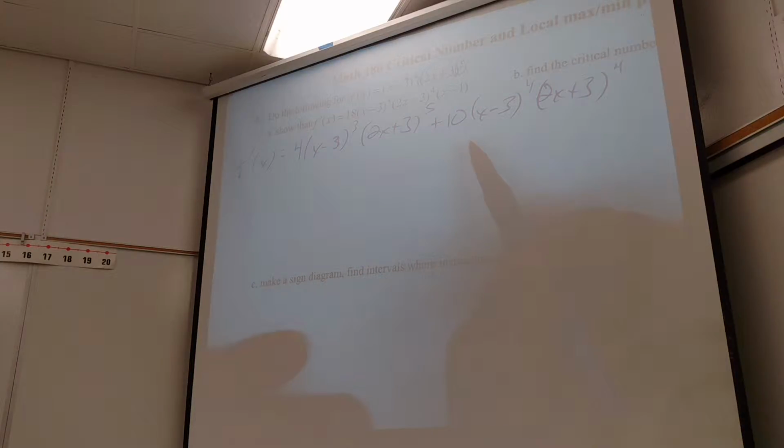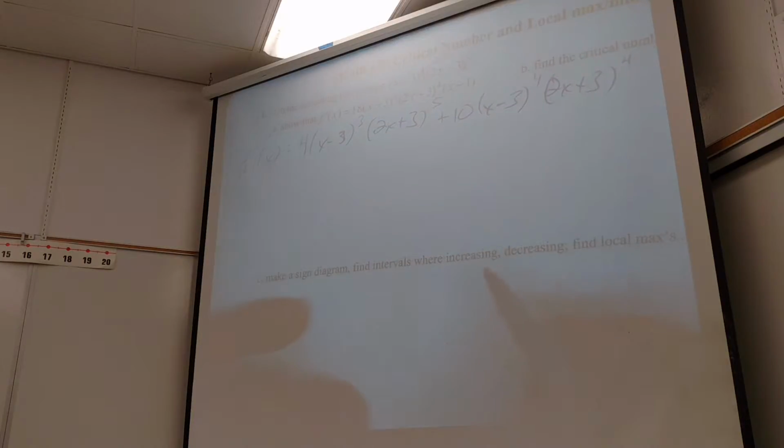How are we doing so far? Good? Alright. And then now it's just remembering how to factor this stuff. So I can take a 2 out, right? How many x minus 3's? 3 of them. How many 2x plus 3's? 4 of them.